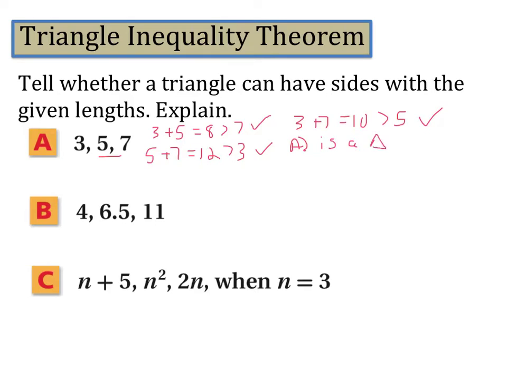For B, let's add up these side lengths. We have 4 plus 6.5, which is equal to 10.5. Now 10.5 is less than 11, so example B is not a triangle. And I don't even have to bother with doing the other sums because this one didn't work.